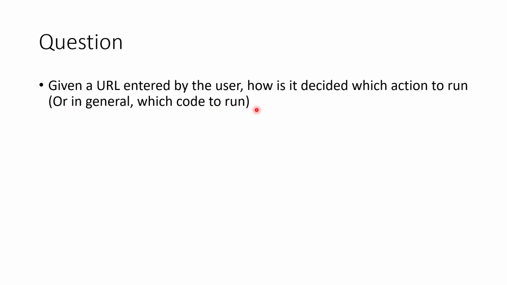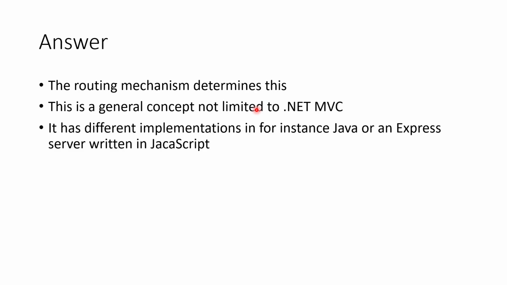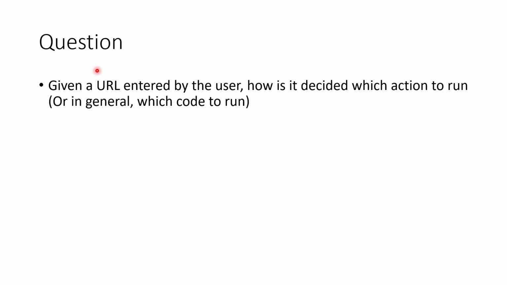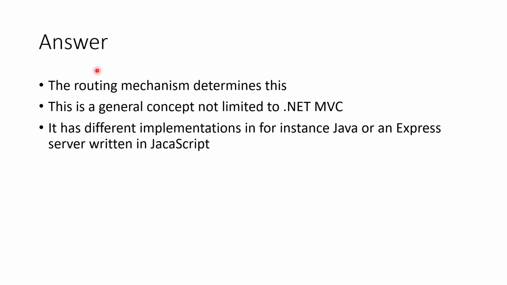You see, a URL is usually not thought of as a path to a file on the server. It's more like a recipe for finding a piece of code. Okay, and the answer to this, in very general terms, is that the routing mechanism determines this. We simply have a concept called a routing mechanism, and that's really what decides this. Okay, and this is a very general concept.